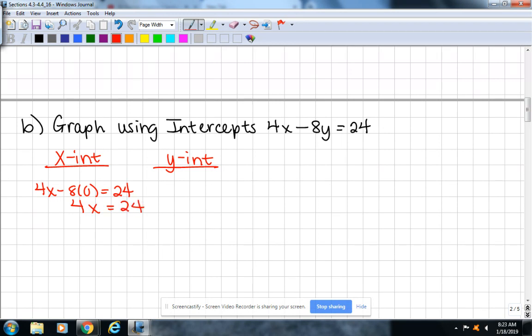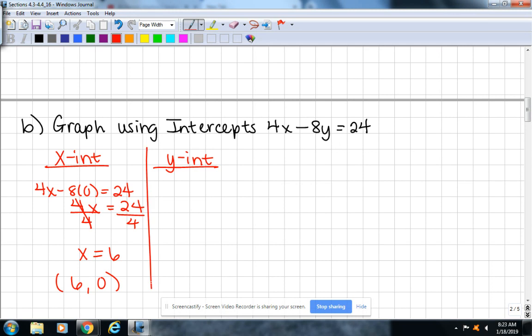So now I have the little baby equation 4x equals 24. How do I solve that for x? Divide by 4 everywhere, and x equals 6. So what's the ordered pair for my x-intercept? 6, 0. That's my point. Any questions on how we got that?